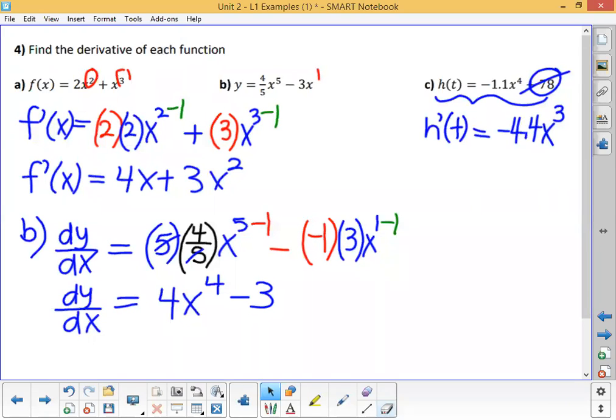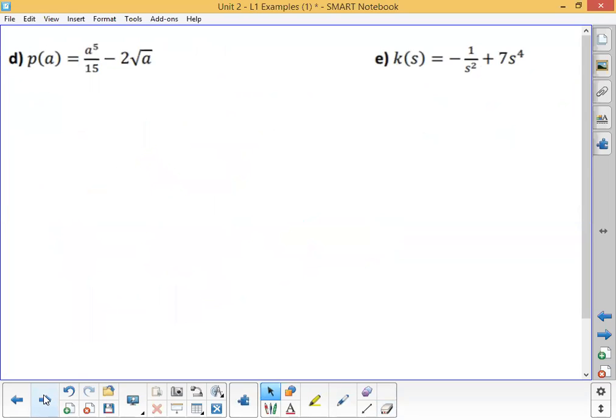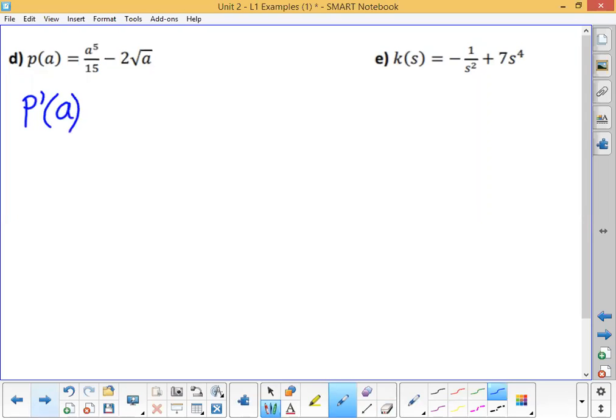Okay, let's go to some difficult questions right now. So these are difficult because we have lots of fractions and we have some radicals, but we're still applying the power rule. So I have P of A for the first one. P prime of A is going to be equal to.